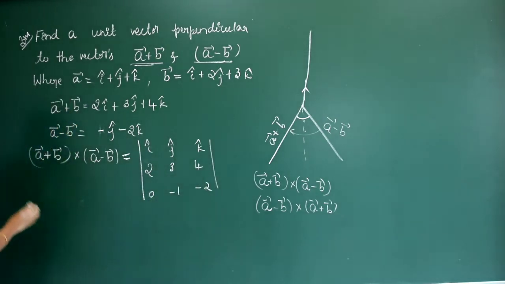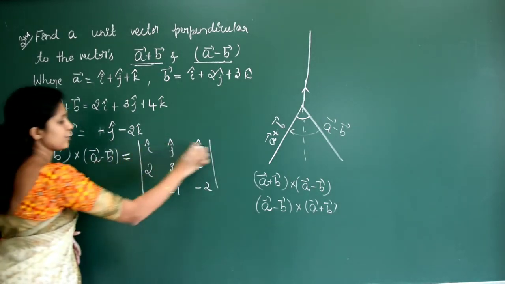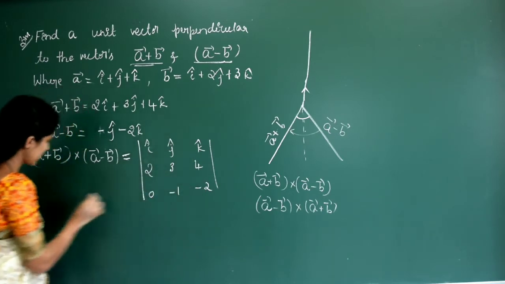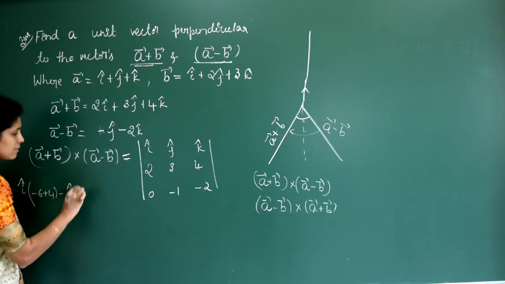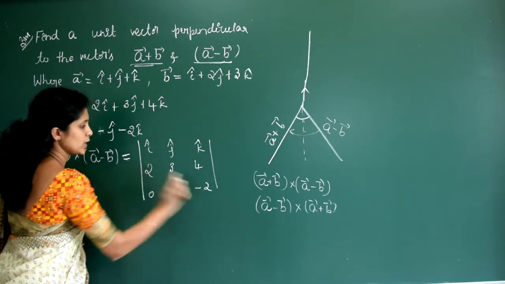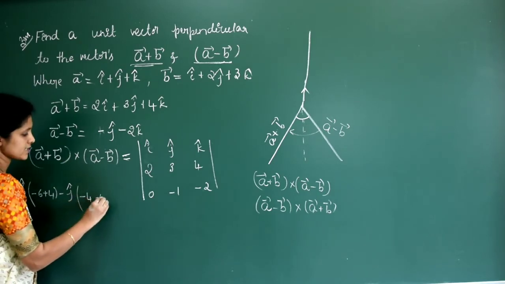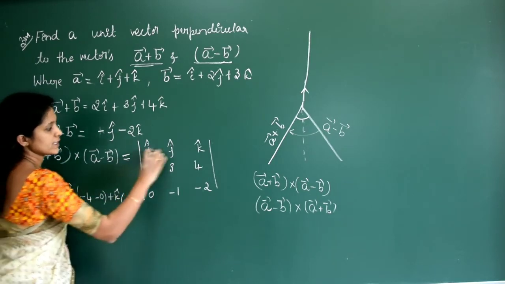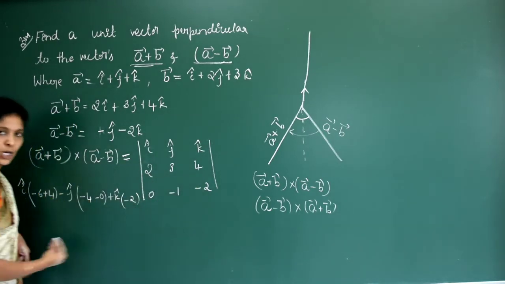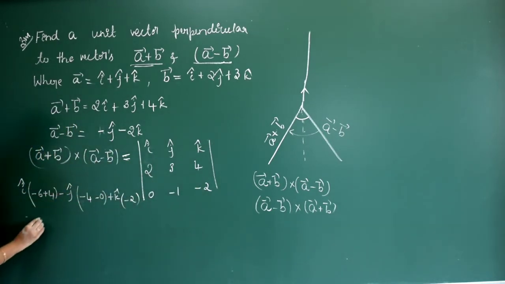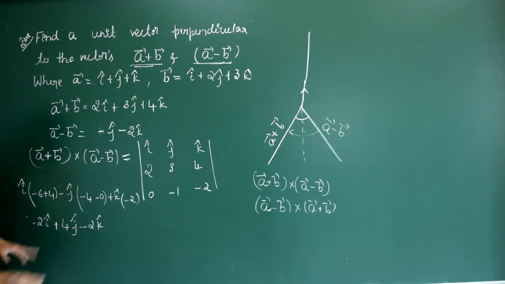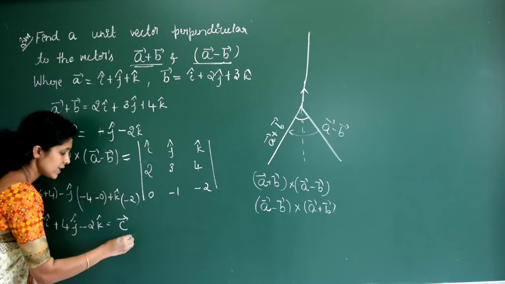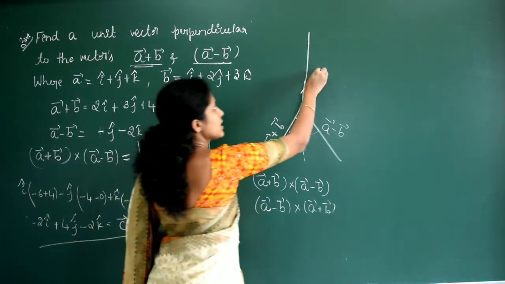We'll find the vector. So it will be I cap into, delete first row, first column, 3 into minus 2 will be minus 6, minus into minus will be plus 4, minus j cap. I hope you remember this, right? So 2 into minus 2 will be minus 4 and minus 0, plus k cap into, delete this, so 2 into minus 1 will be minus 2, that will be 0. Now minus 6, this will be minus 2 I cap, minus into minus will be plus 4 j cap minus 2 k cap. Let us consider this vector as C vector. Okay, this is a C vector.